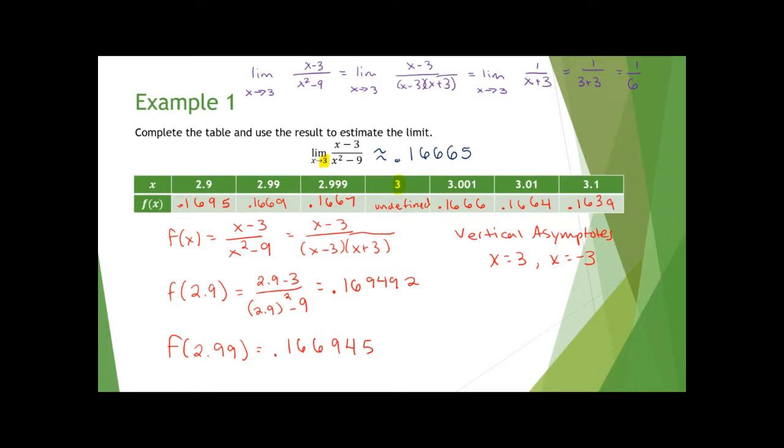So we know the exact limit is 1/6, but we approximated it as 0.16665 based off of averaging the values on either side of my two values. So, are there questions on this example?